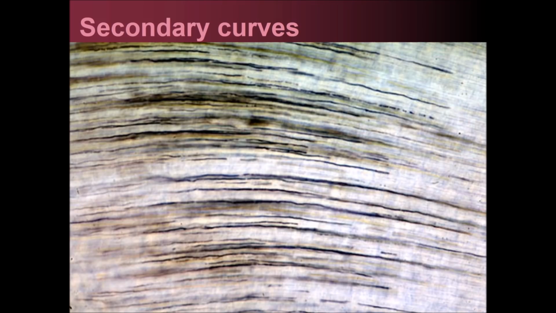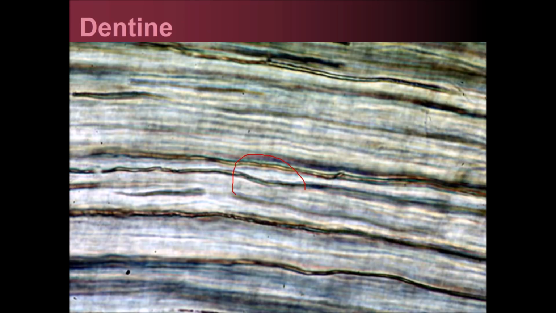Secondary curvatures: along the course of the dentinal tubule, there will be small bends or small curves along the course of the tubule itself. This we call the secondary curvature. This is the secondary curvature.